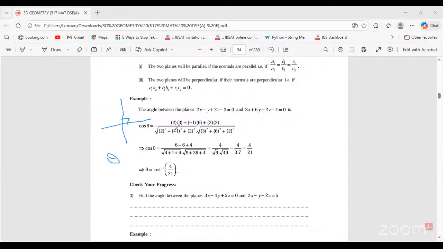Cos 90 is 0. By cross multiplying, the denominator into this 0 gives 0. So a1 a2 plus b1 b2 plus c1 c2 equals 0. This is the perpendicular condition.